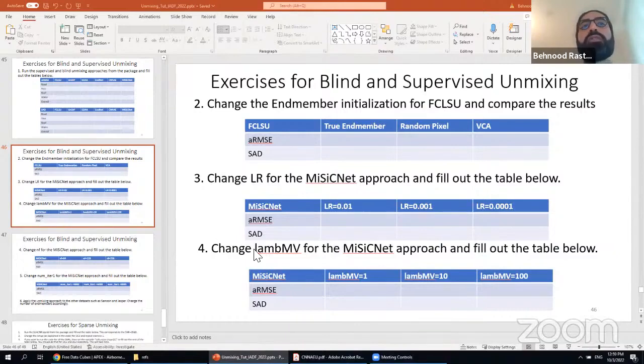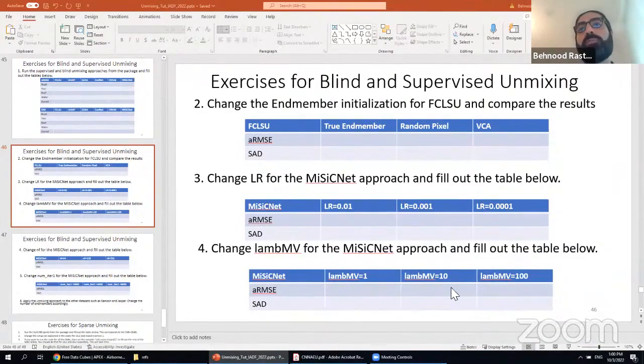After that, you can change the lambda parameter, which is related to the minimum volume constraint. If you remember, in these experiments we are trying to compare the effect of different values of lambda on the final results. So you can change it to 1, 10, and 100, which you already used once. In all these tables, just keep in mind that one of the columns you already experimented with, so you don't have to redo it.